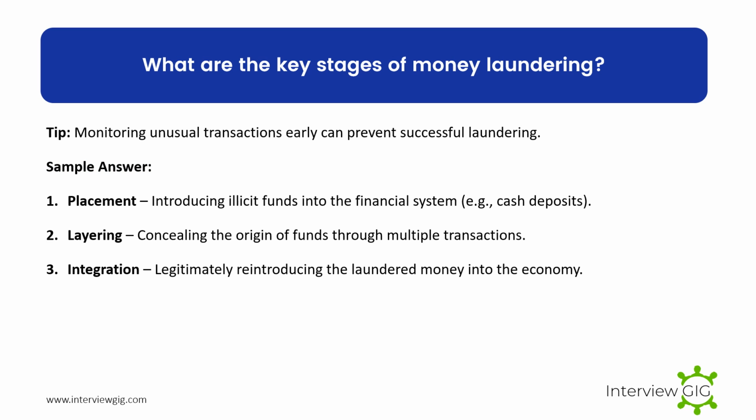What are the key stages of money laundering? Tip: monitoring unusual transactions early can prevent successful laundering. Sample answer: 1. Placement: introducing illicit funds into the financial system. 2. Layering: concealing the origin of funds through multiple transactions. 3. Integration: legitimately reintroducing the laundered money into the economy.